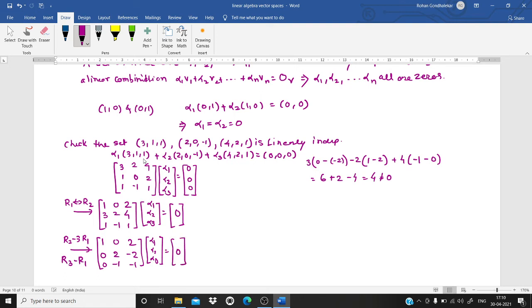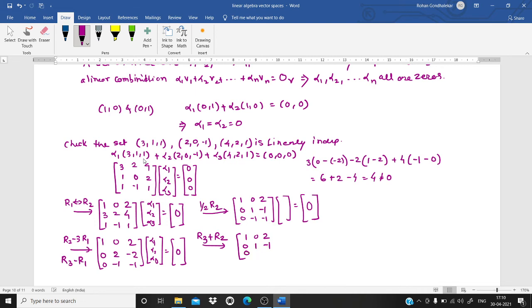Fine. Now from here we can easily work this out by dividing here by 2. So I go for 1 by 2 into R2, and we have 1, 0, 2, 0, 1, minus 1, 0, minus 1, minus 1, into this alpha 1, alpha 2, alpha 3 matrix of unknowns and the 0 vectors. So this is R3 plus R2. We get 1, 0, 2, 0, 1, minus 1, 0, minus 1 plus 1 is 0, minus 1 minus 1 becomes minus 2, and so on.